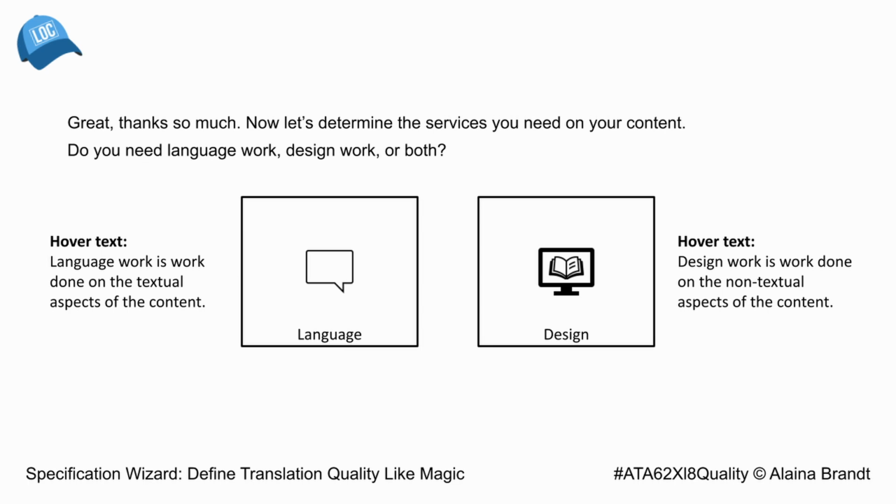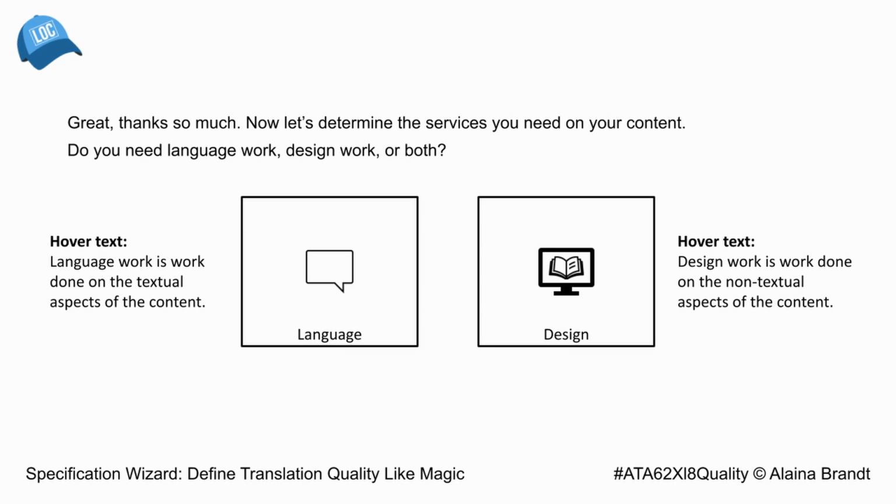So then we would have 2 more buttons. Do you want to have language work on this document that you've uploaded? Do you want to have design work, or both? And the person could click this, or they could click both language and design work. Then when they hover over these buttons as well, it would give some sort of a definition. So all as they're passing through the system, there would be guidance.